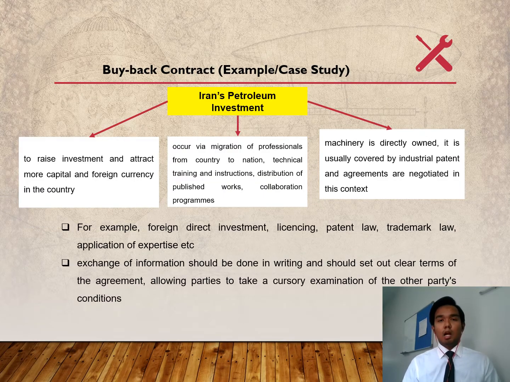For example, the buyback contract we use in this case study is the Iran petroleum investment. Iran petroleum investment raised investment and attracted more foreign capital currency in the country.